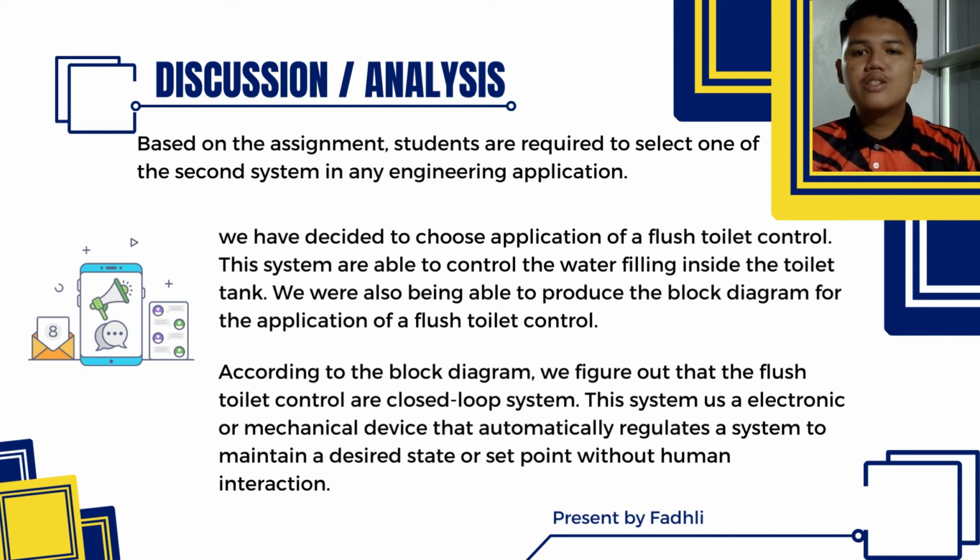Based on the assignment, students are required to select one second-order system in any engineering application. We have decided to choose the application of a flush toilet control. This system is able to control the water filling inside the toilet tank. We were also able to produce the block diagram for the application of a flush toilet control. According to the block diagram, we figured out that the flush toilet control is a closed-loop system. This system uses an electronic or mechanical device that automatically regulates a system to maintain a desired state or set point without human interaction.